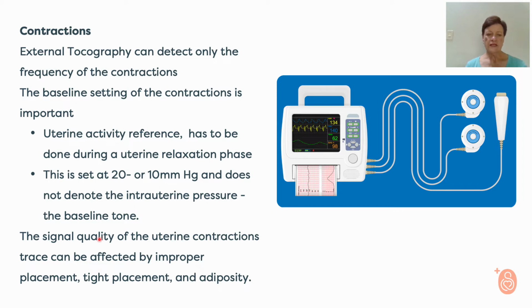Now, as I've said previously, the quality of the signal depends to a very large extent on the proper placement of the belts and how tight the belts are, and also, when the patient is obese and there's a layer of fat, it might influence the quality of the contraction monitoring. As I've said previously, we usually put this transducer, the tocometer, on the fundal part of the uterus, because that's usually where the contractions are the strongest, and that's also usually where the contractions start.